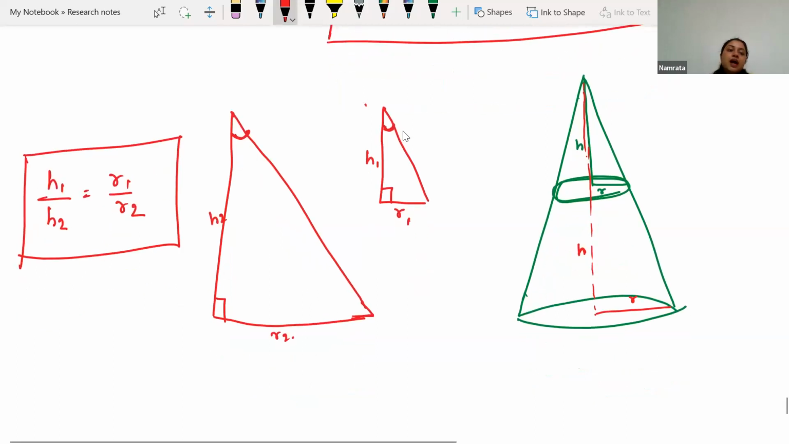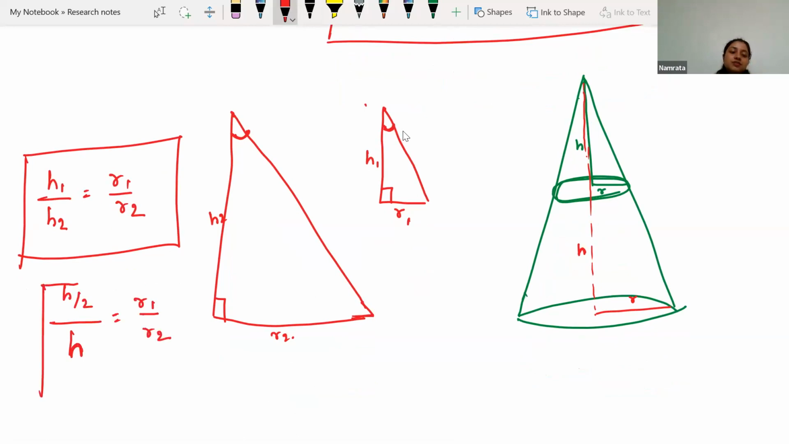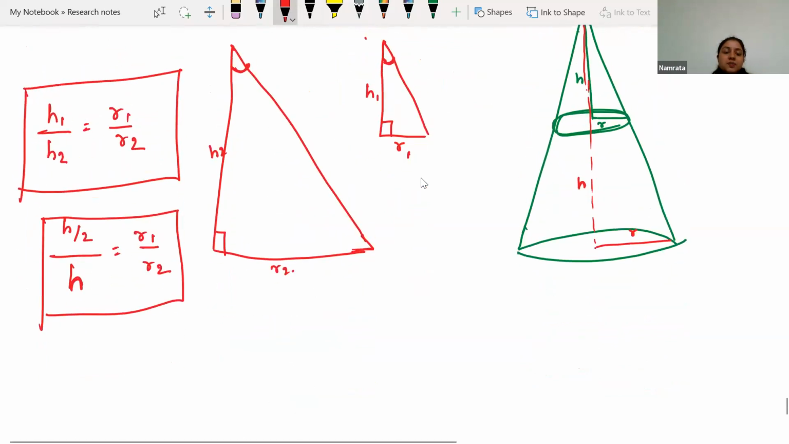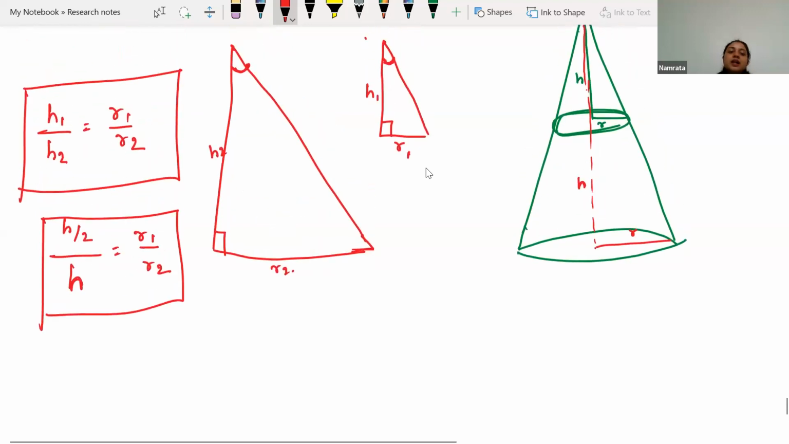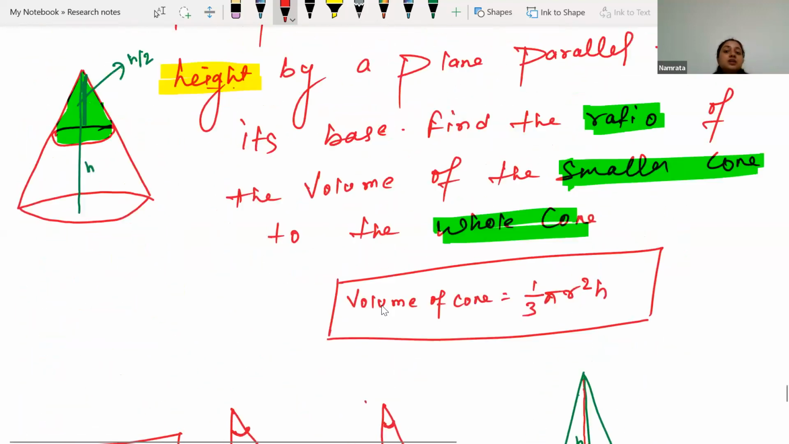So if height 1, the smaller height, is h by 2, and the bigger height is h, then what will be the ratio of radius 1 and radius 2? If you are not getting it, please tell me and I'll explain again. Because you have already done similar triangles, I'm moving ahead. So h by 2 by h equals r1 by r2. How do we know the relation between h1 and h2? Because it is written in the question.